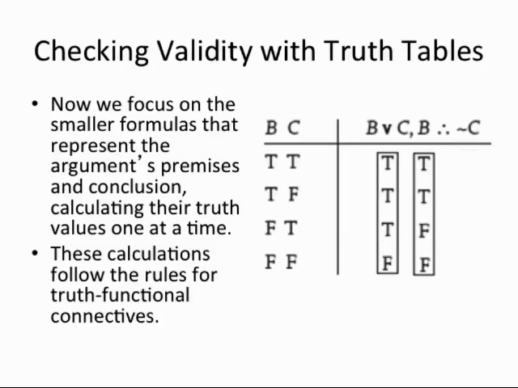Now we're ready for the conclusion's column. The conclusion is a negation that reads tilde C, or not C. So we have to apply the rule for negation. A statement and its negation always have the opposite truth value. So we take the values underneath C on the left-hand side of the table and negate them in the column for the conclusion.